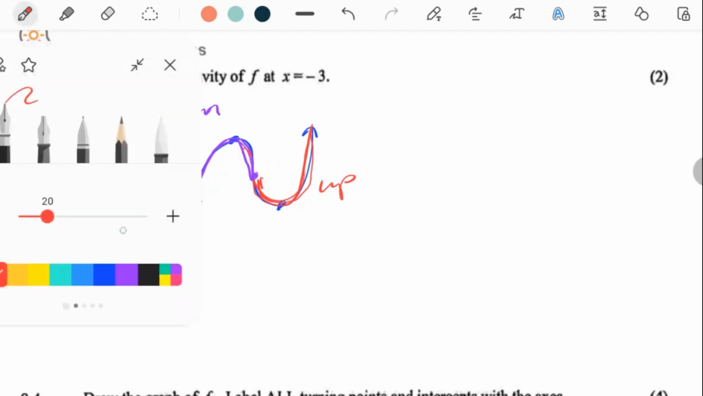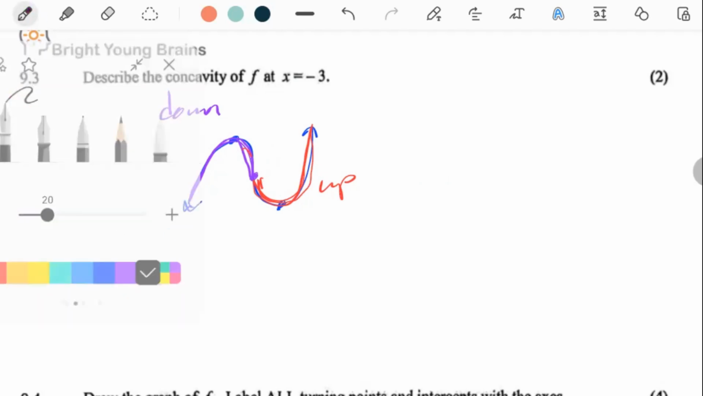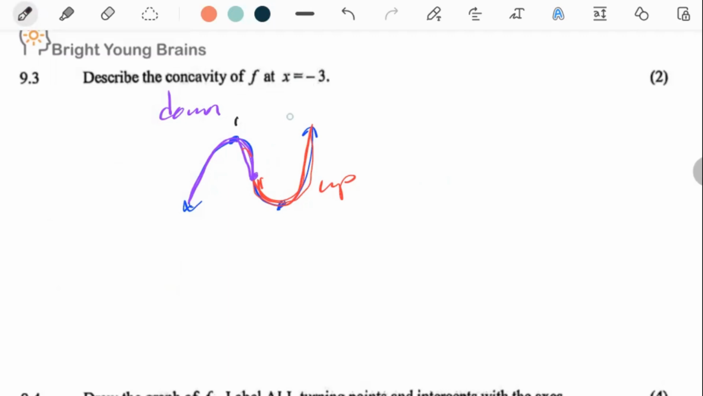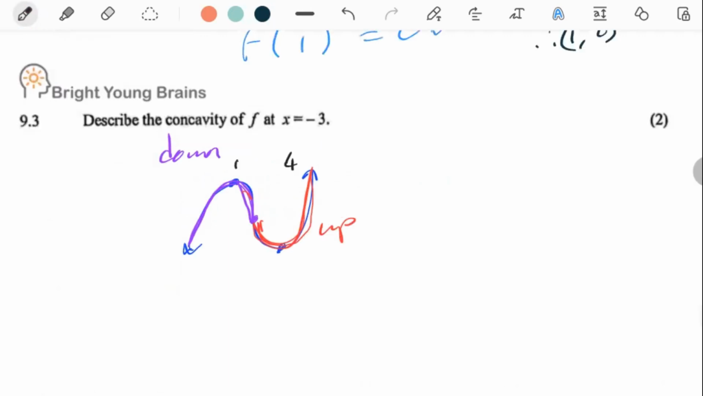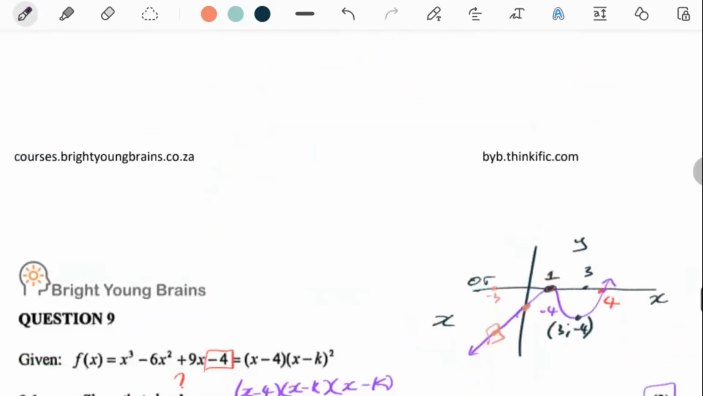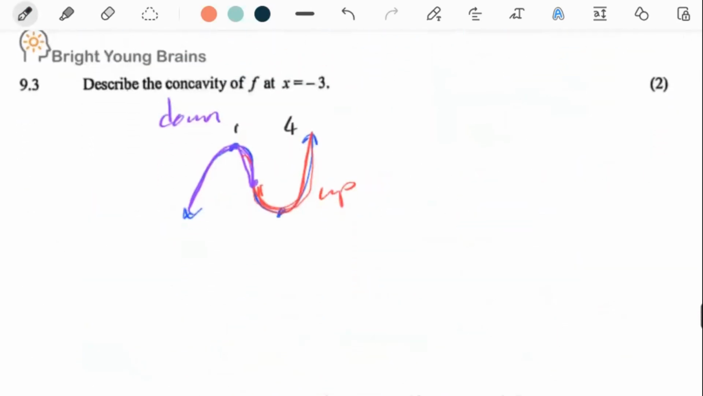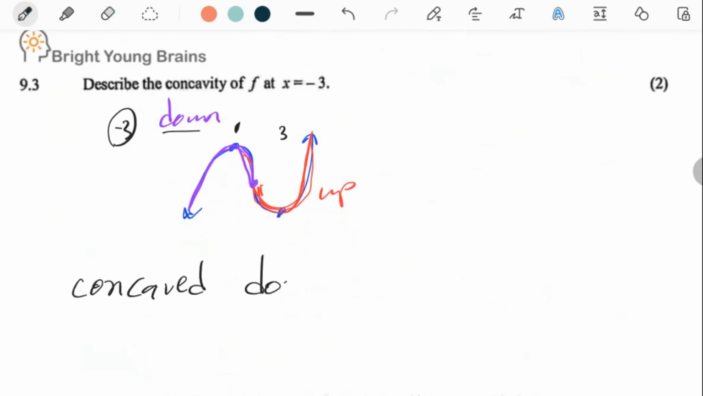So since we already know that the one turning point is at positive 1, the other one is at positive 4. Is it 1 and 4? Yeah, 1 and 3. Excuse me, it's 1 and 3. The one turning point is at 3, the other turning point is at 1. So negative 3 will be somewhere on this side, you see. So on this side, the graph is definitely concave down. So we can just say here, concave down.